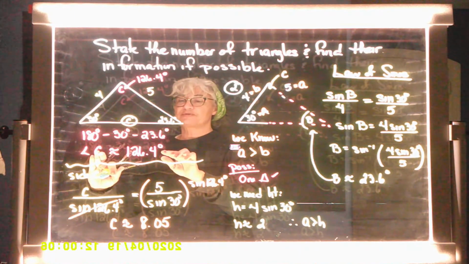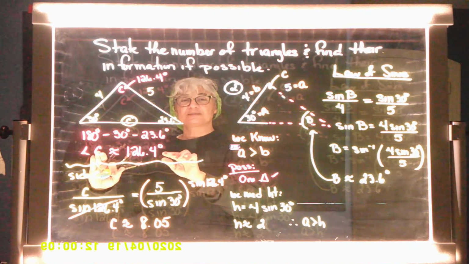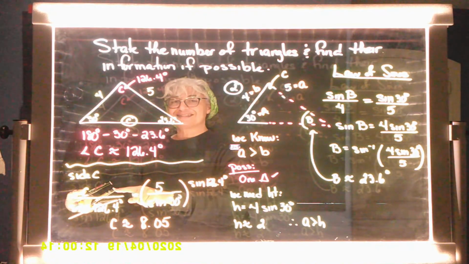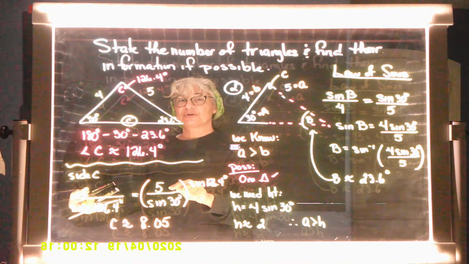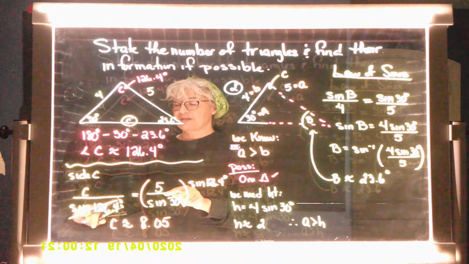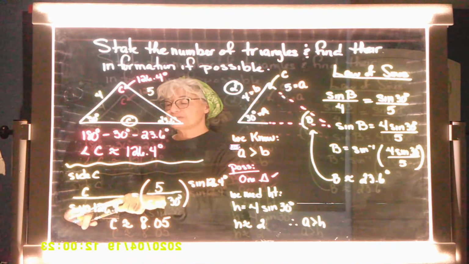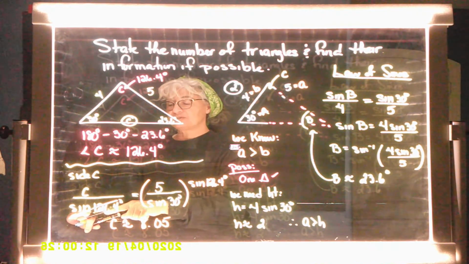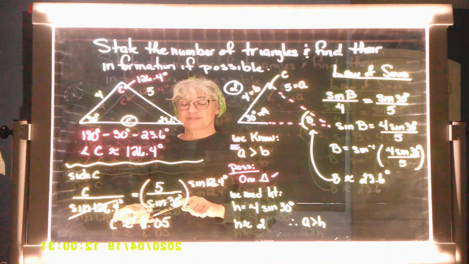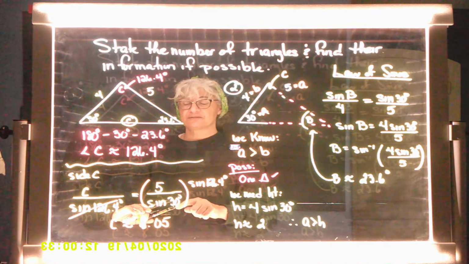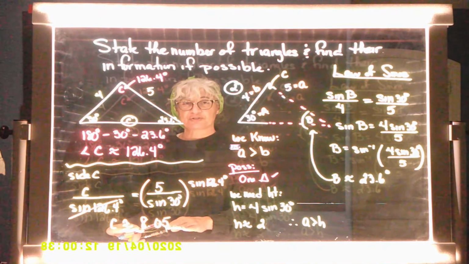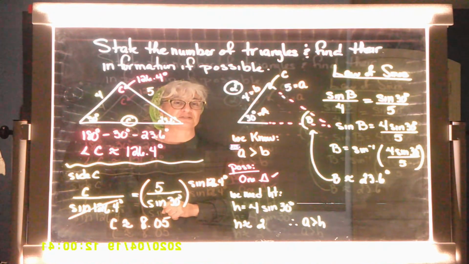Just subtract from 180. And the last thing we had to do was find the side C. So notice I put side C on the top, which means in the other ratio I had to put a side on the top. So I put 5 on the top. Side C was over the sine of its opposite angle, 126.4 degrees. 5 was over the sine of its opposite angle of 30 degrees. To get little c by itself, multiply both sides, and after you do all your calculator punching, it's approximately 8.05.